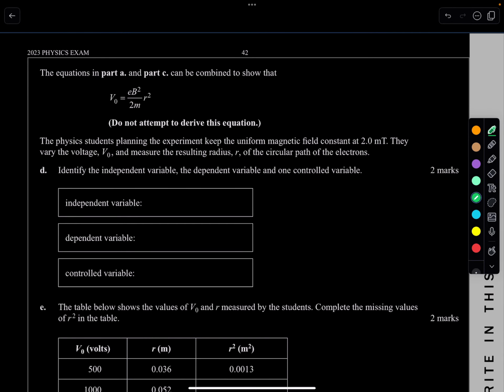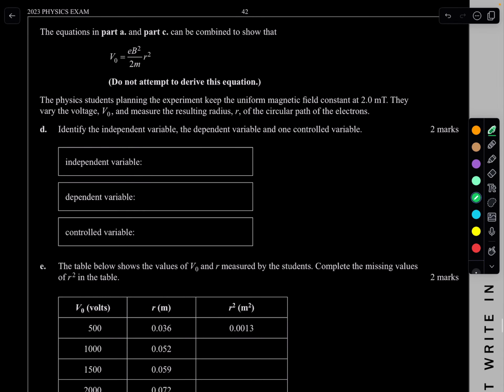The equations in part A and part C can be recombined to show that. Do not attempt to derive this equation. The physics students planning the experiment keep the uniform magnetic field constant. They vary the voltage V0 and measure the resulting radius of the circular path of the electrons. Identify the independent variable, the dependent variable, and the control. What a beautiful question. Remember, your independent variable is the variable that we are manipulating, and they just told us they vary the voltage. So your voltage is your independent variable. Your dependent variable is what we're trying to measure, and it says measuring the resulting radius.